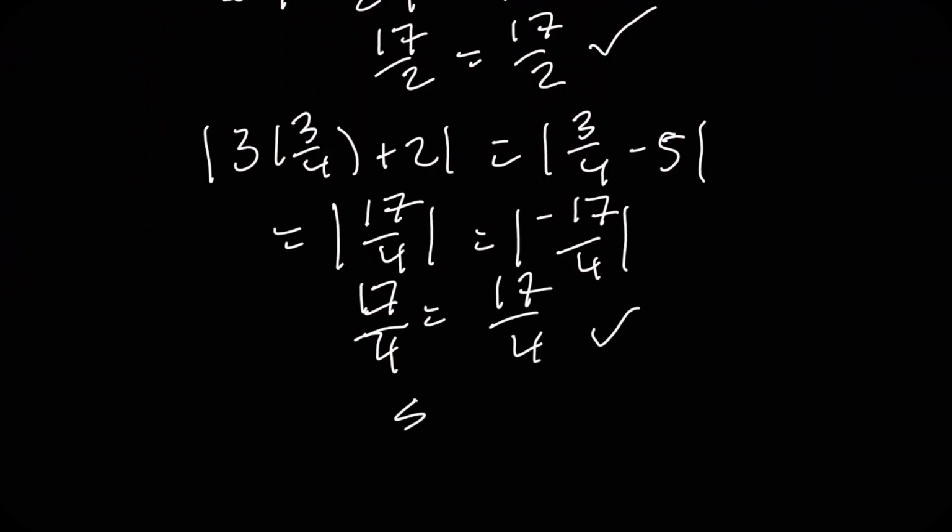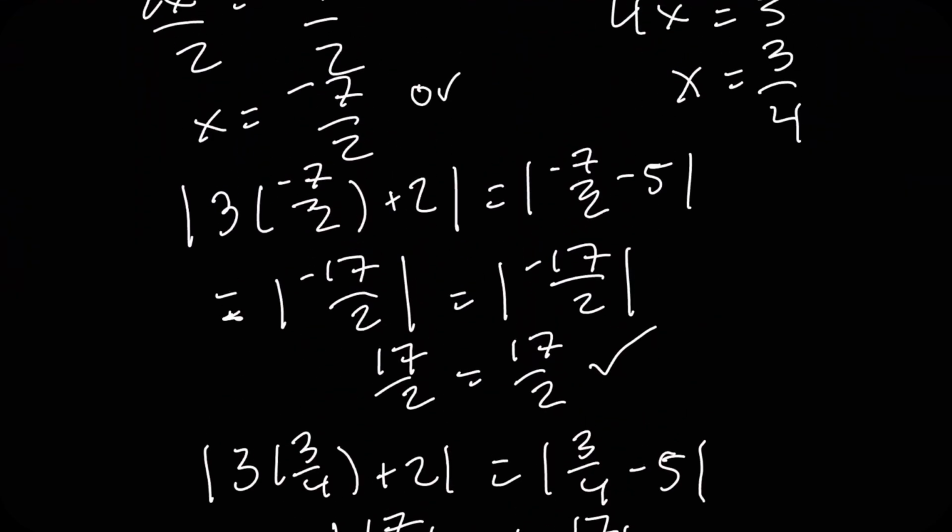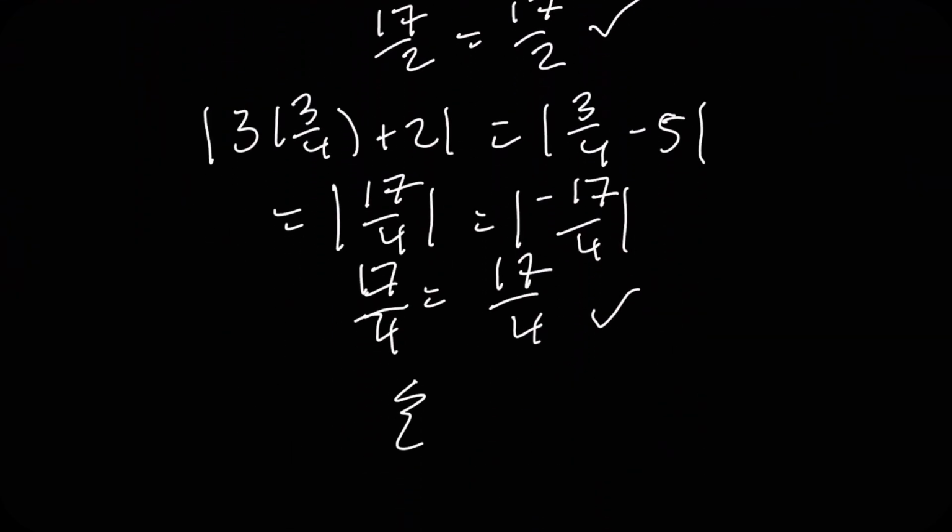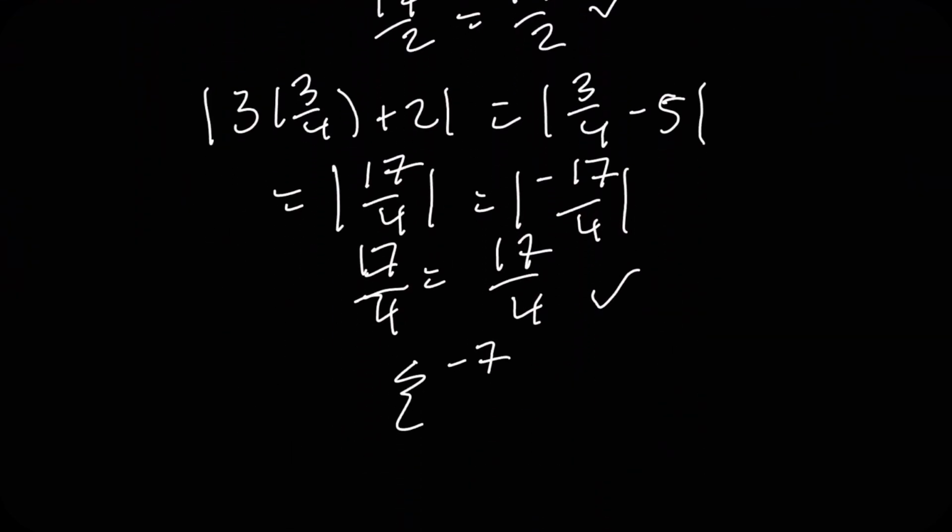So our solution set here, we can finally write, will be negative 7/2, comma 3/4.